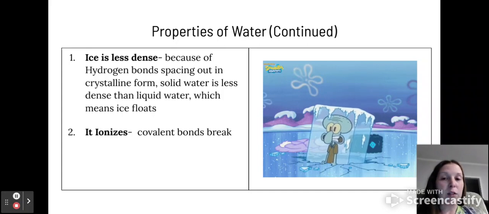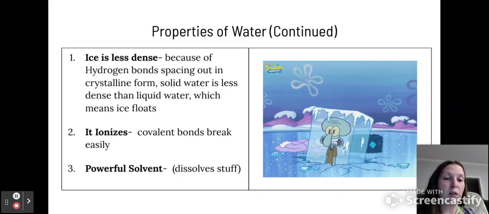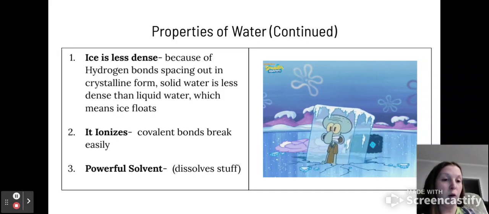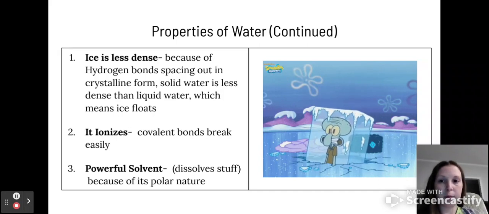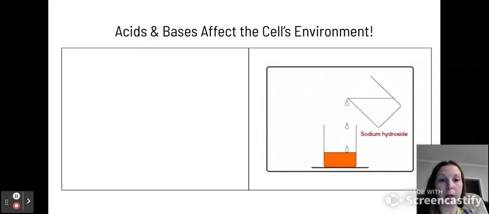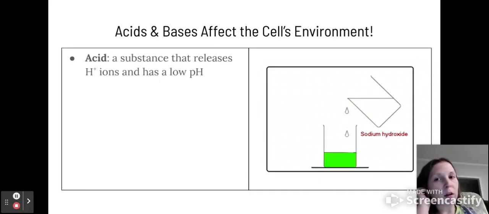It ionizes, which means that the covalent bonds in water break very easily. And it's a powerful solvent, so it dissolves stuff very easily. It will dissolve other polar compounds because it is polar. Now let's quickly talk about how acids and bases affect a cell's environment.